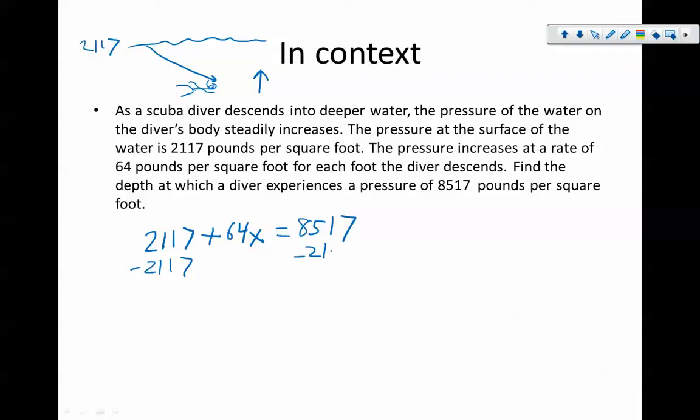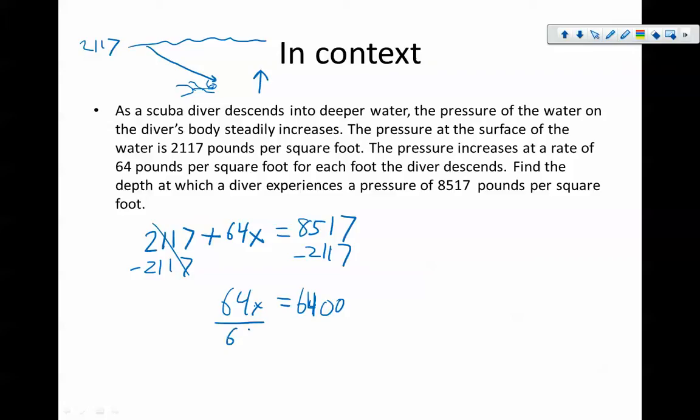We're going to subtract 2,117 from both sides, right? I'm undoing this equation now. This is going to leave me with, so that cancels. That's 64x on the left-hand side. On the right-hand side, I've got, let's see, that's 6,400, right? Look how nice these numbers came out for us, right? This is 64 times x equals 6,400.